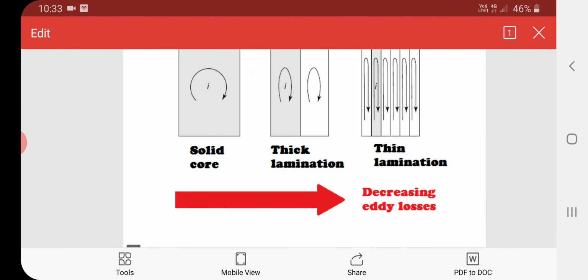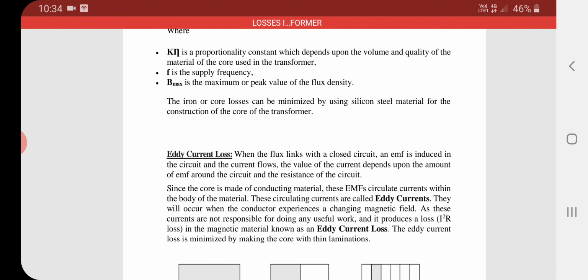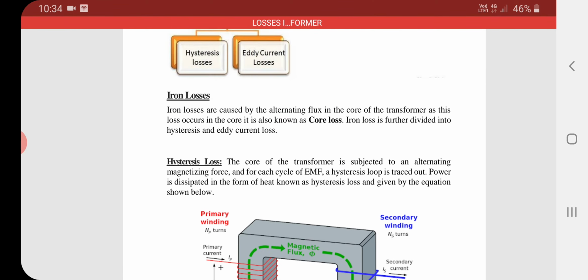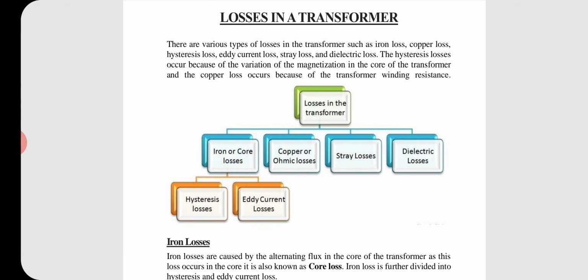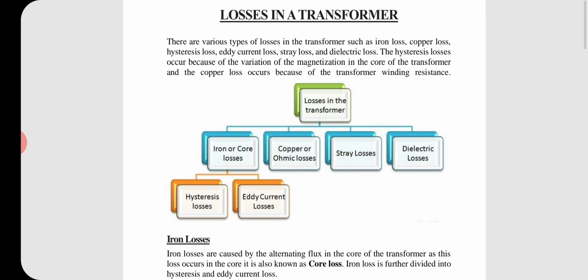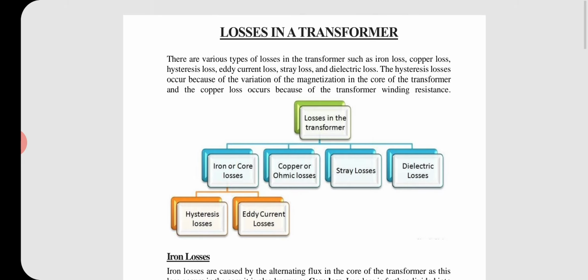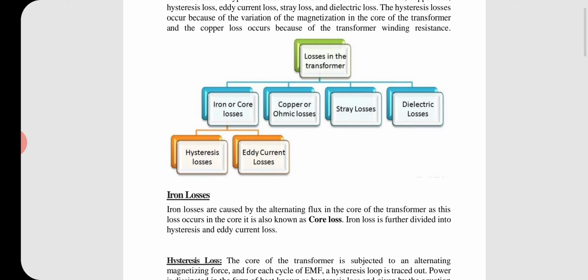So we studied about losses in a transformer. Basically there are four losses: iron, copper, stray and dielectric losses. So this is all about transformer losses.